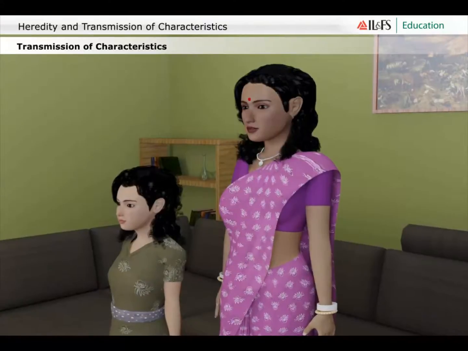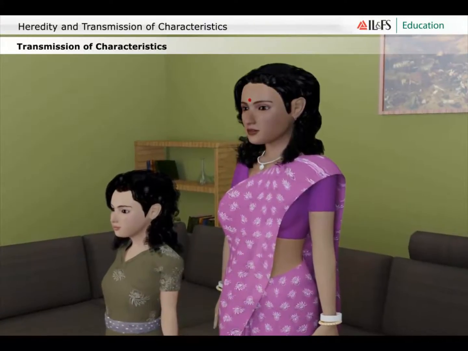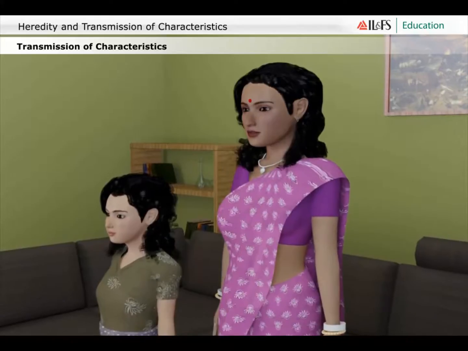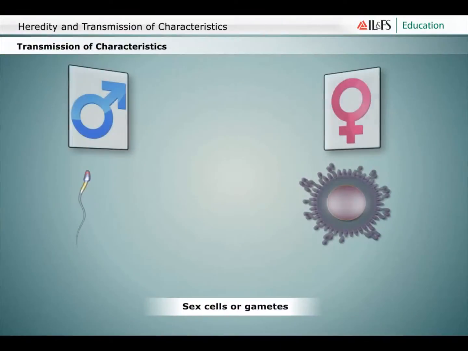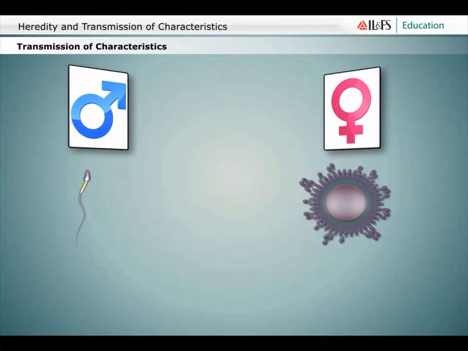You have seen that characteristics are transmitted from one generation to the next. But how does this transmission take place? Transmission of characteristics occurs by the gametes at the time of sexual reproduction. During reproduction, male and female produce sex cells or gametes.